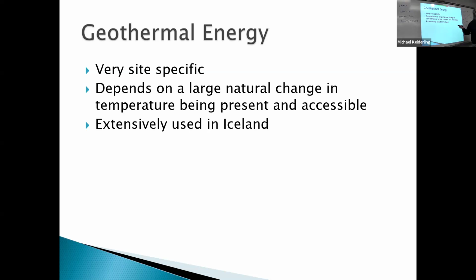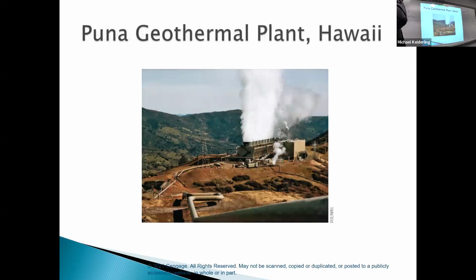For example, it's extensively used in Iceland, because Iceland is sitting on the mid-Atlantic ridge. So there's magma, the earth is splitting in half there, new ground is being formed. It's where two continental plates are separating, so there is quite a bit of warm magma rising up. It's a good place for drilling. Here is one geothermal plant, the Puna geothermal plant in Hawaii. So there are lots of places where geothermal energy would be great, where you have that big differential.